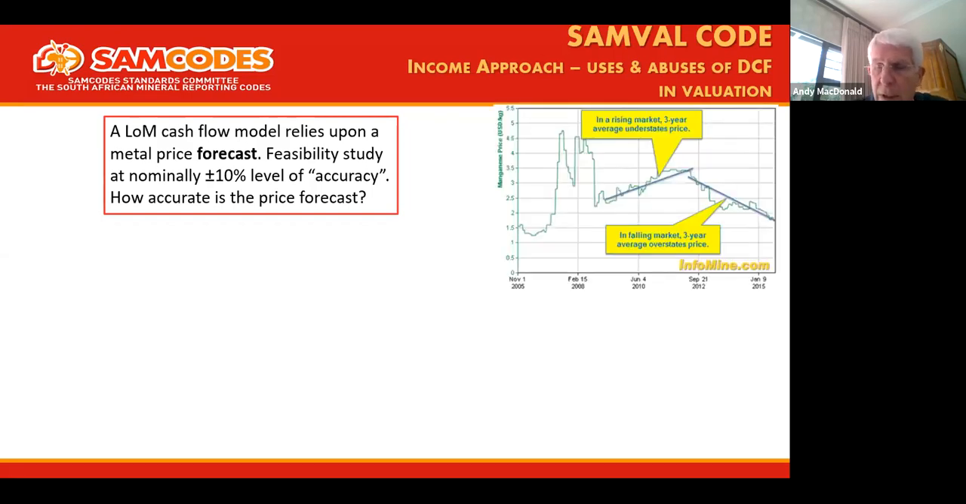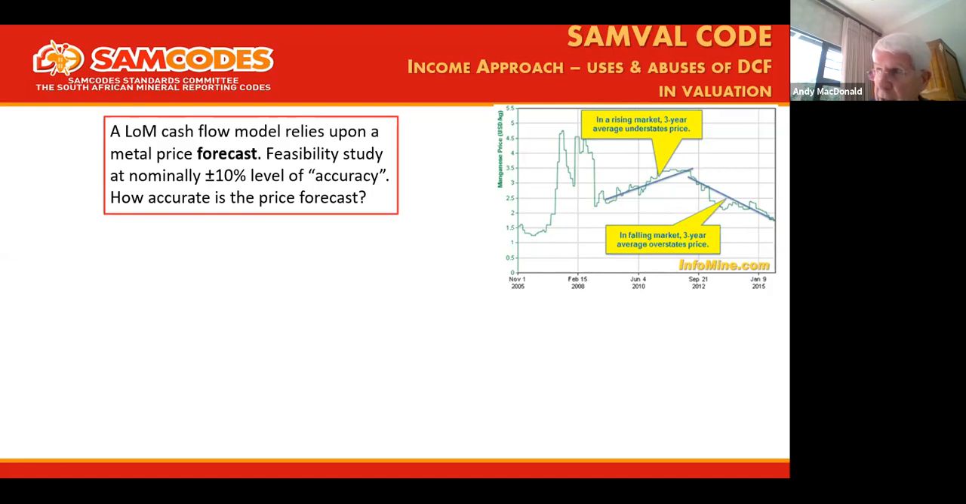In North America, they are very keen to use the 3-year trailing average, and in some instances they actually specify that you have to use it. Now you can see that in a rising market, if you take a 3-year average price, you would be understating the price relative to the point at which you're doing the valuation. In a falling market, you actually overstate the price, which makes it look better than it actually is.